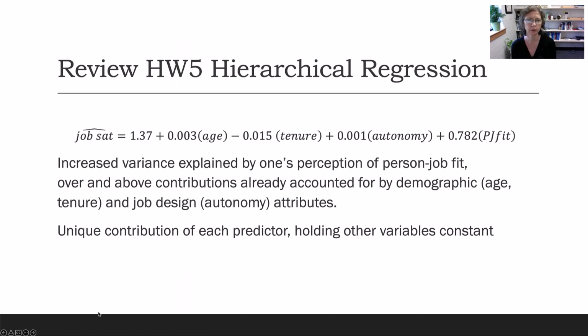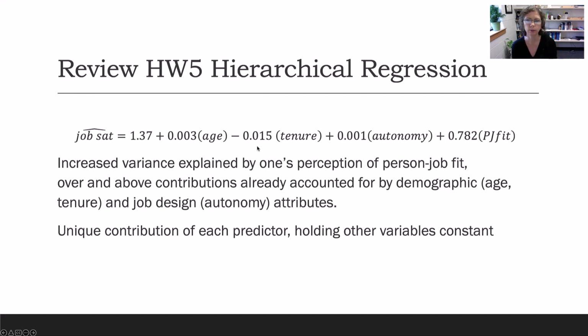So first, a quick little review of our hierarchical regression. We were interested in the increased variance explained by one's perception of person-job fit over and above the contributions already accounted for by the demographic and job design attributes or variables. Each of these looked at the unique contribution of each predictor, holding the other predictors constant. So that's statistically controlling for the other variables in the model.